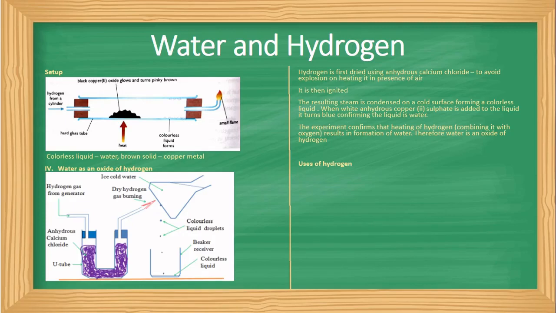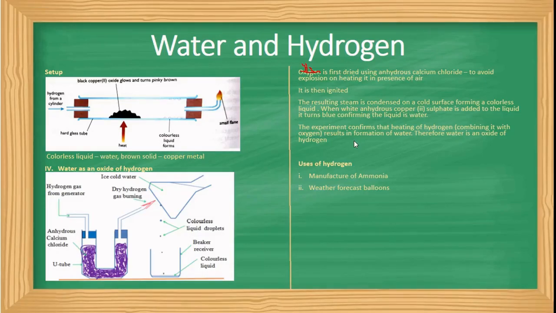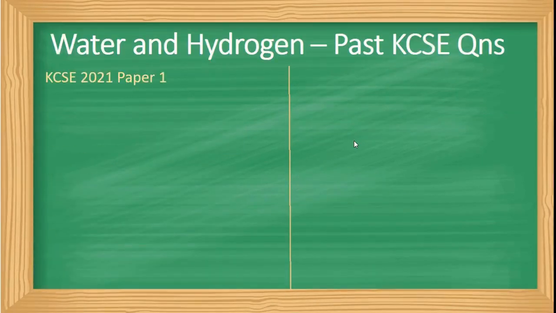Uses of hydrogen: 1. Manufacture of ammonia. 2. It is used to make weather forecast balloons. It is also used to manufacture hydrochloric acid, and it is used in making of rocket fuels. So in summary, those are the highlights that you expect to be tested on in this topic of water and hydrogen. Just as an illustration, let us look at a few questions that have been brought up, so that you can go and try to answer them.